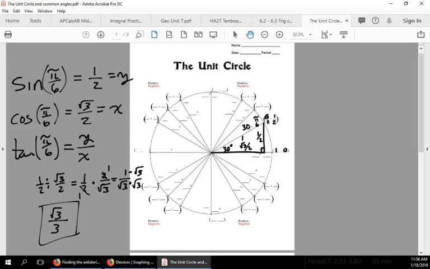So you guys should be able to find the sine, cosine, and tangent of every single angle on this unit circle because you guys know what the coordinates are. Use the coordinates to help you. It makes the job way easier.